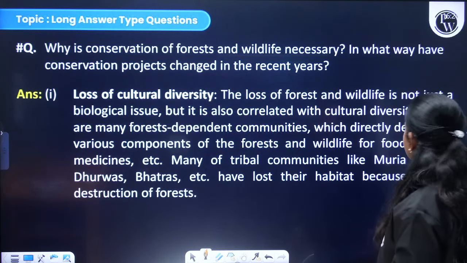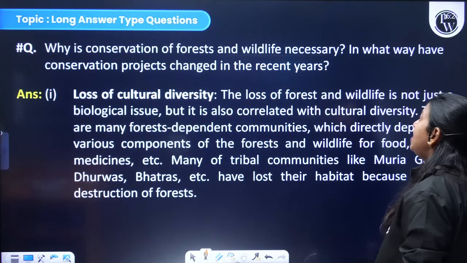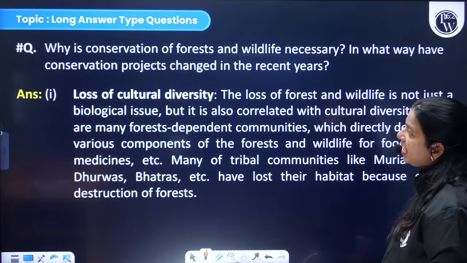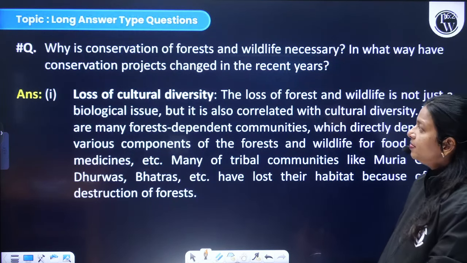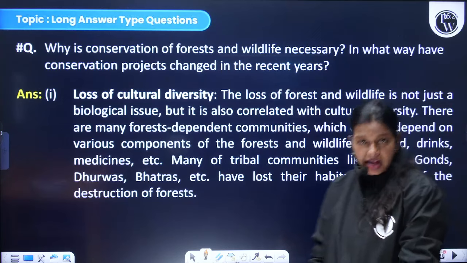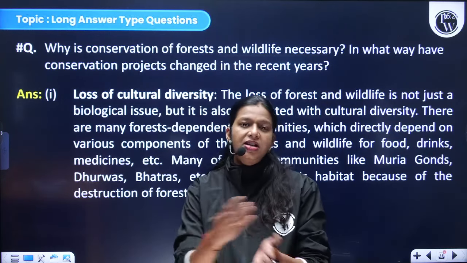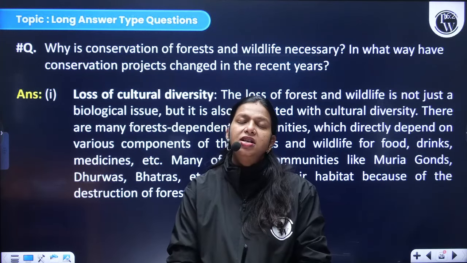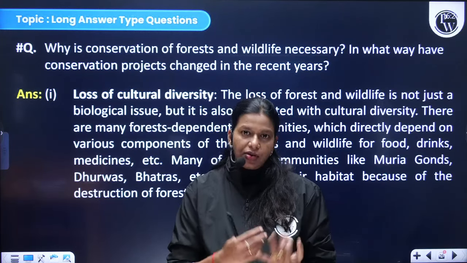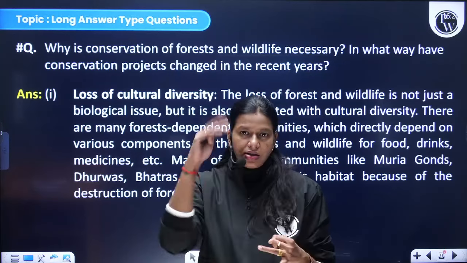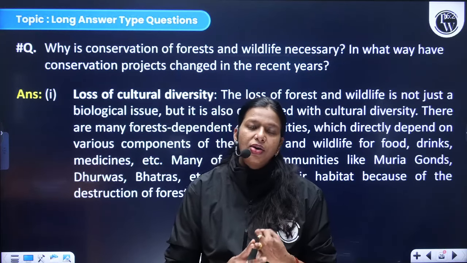Okay, why is conservation of forest and wildlife necessary? In what way have conservation projects changed in recent years? We need to ensure the forests are conserved, but we first have to start with why forests are necessary. Forests are definitely necessary for life. They provide us with oxygen, the basic answers that you have.